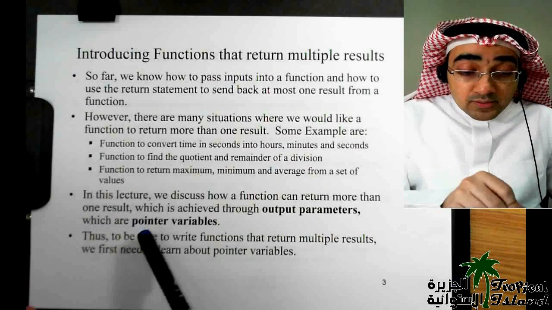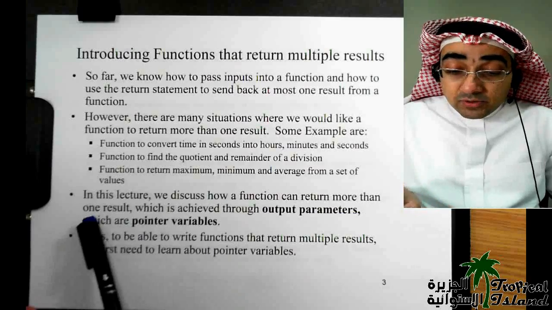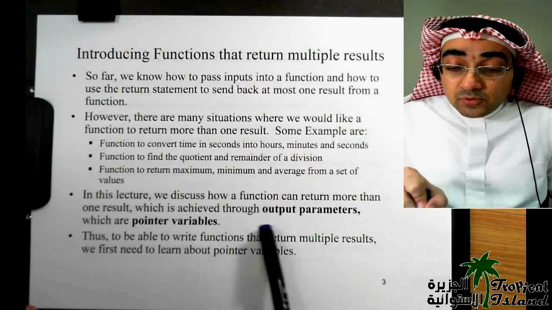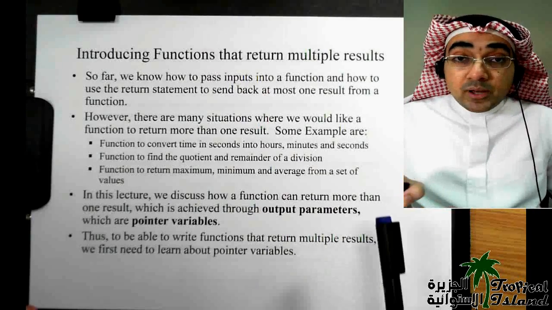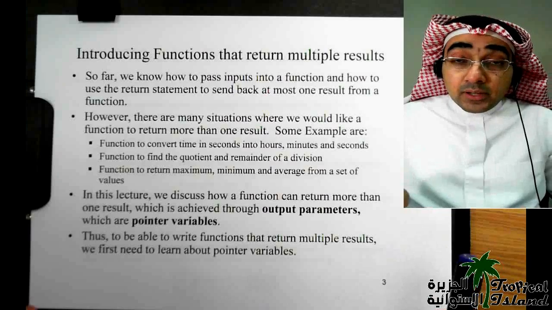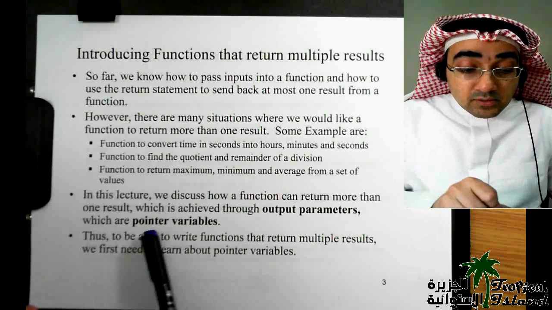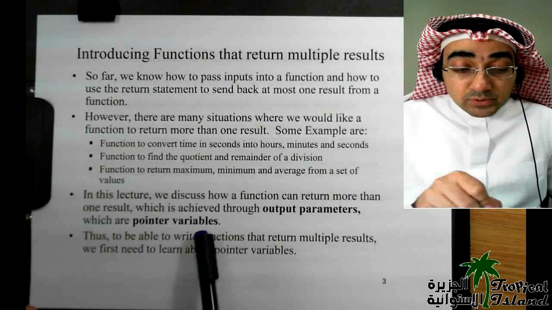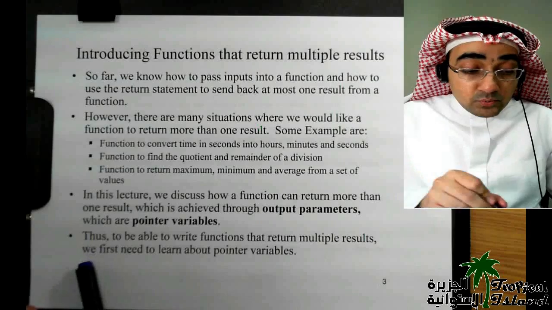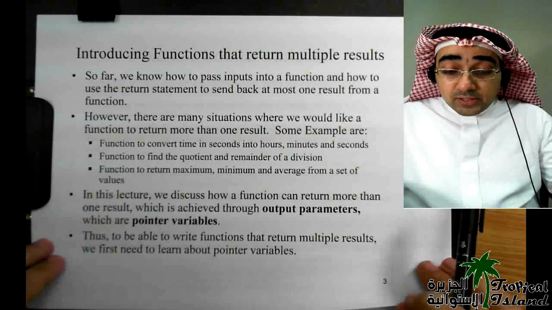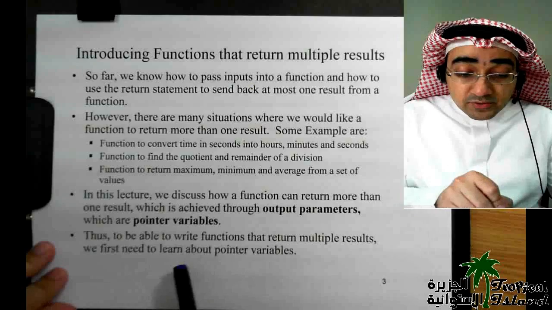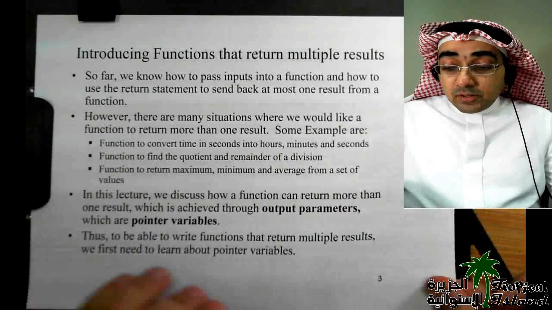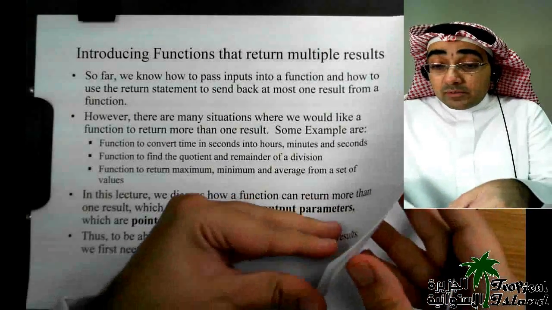So in this lecture we discuss how a function can return more than one result, which is achieved through output parameters. An output parameter in a function is nothing but a pointer variable. If this is the first time you hear the name pointer variable, bear with me, I'm going to explain in a second, but usually we return the output in a pointer variable if you have more than one output. To be able to write a function that returns multiple results, we first need to learn about variables that are of type pointer. So I'm going to be talking first of all about a pointer variable.